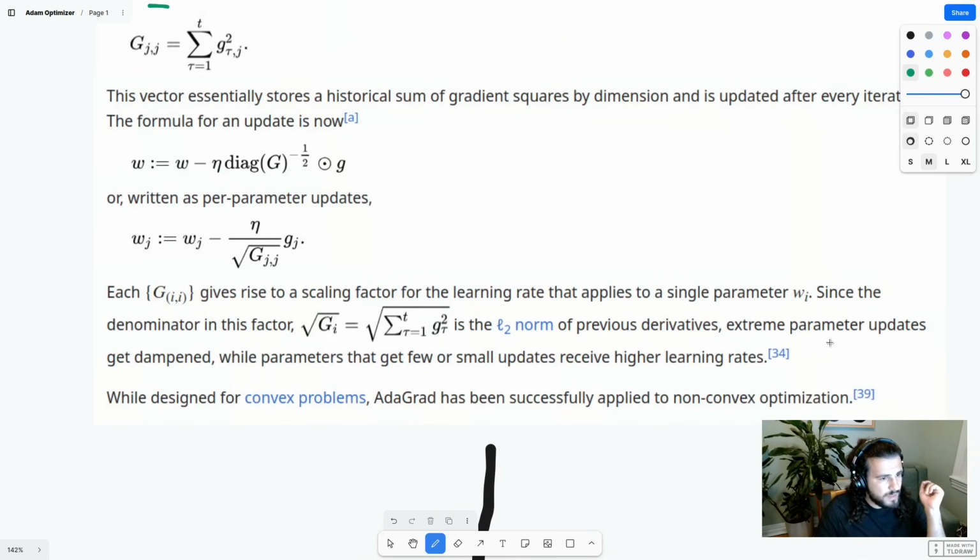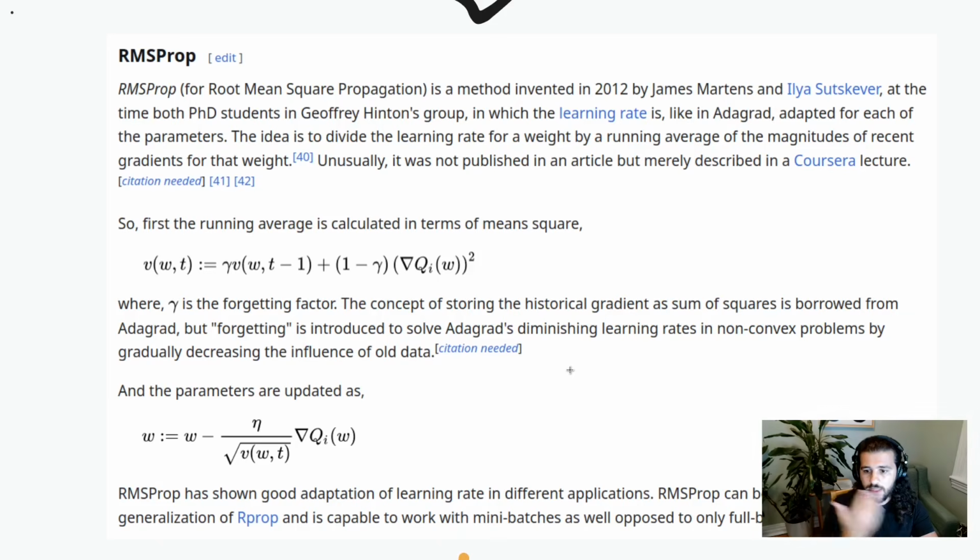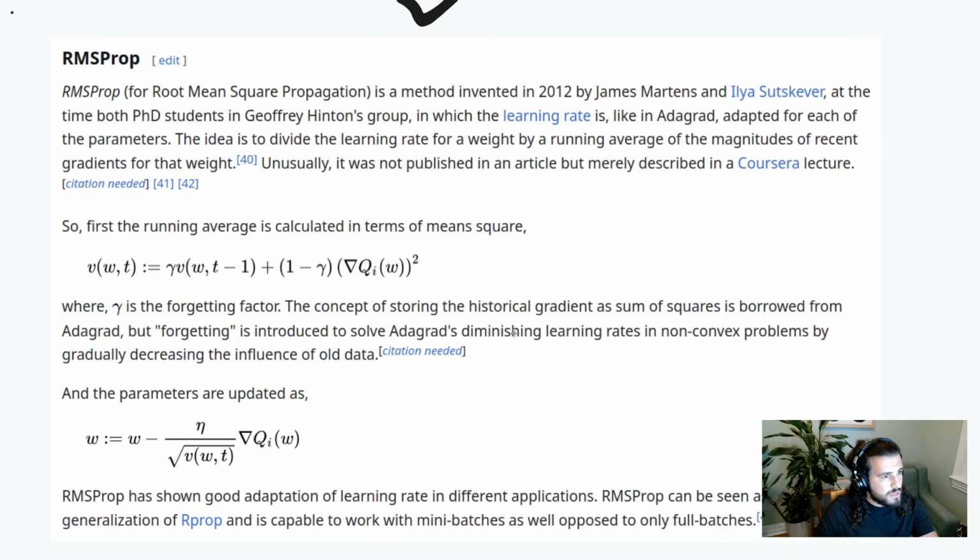And here they're saying extreme parameter updates get dampened, while parameters that get few or small updates receive a higher learning rate. This was good, but then Ilya and company did some tweak on AdaGrad. Conceptually, if you think about it, the longer the training goes, the more you're taking into consideration stuff that happened way back in the past. So it would be a bit better if you could forget the old past and look more at what is happening right now with the current gradient update.